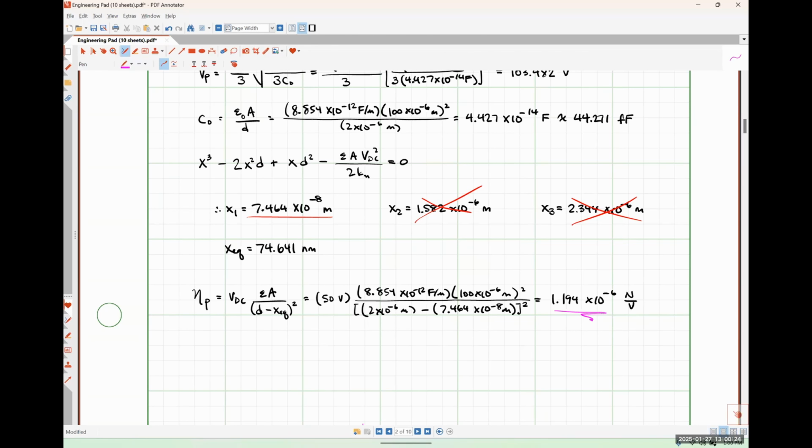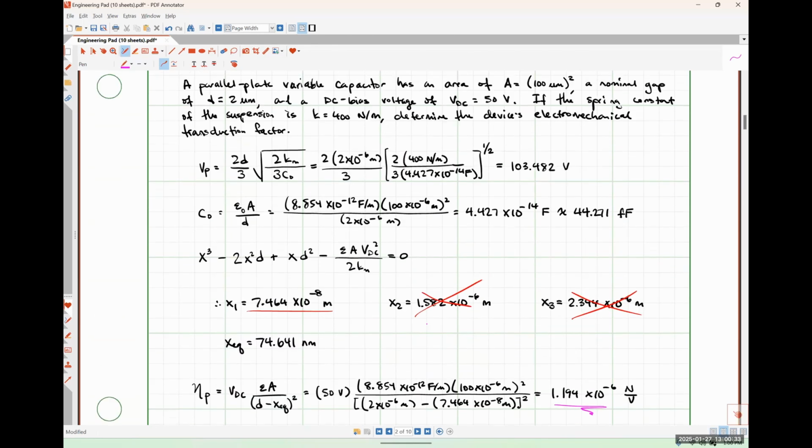North. If you have 100 micrometers squared, are you also squaring the 100? Or is it like? So let's go back up here.